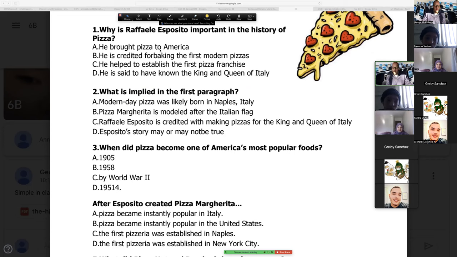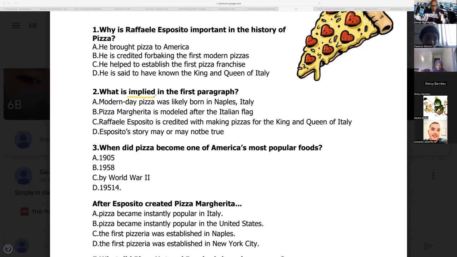So in writing, when you're reading something, very often something will be implied. Implied means not said directly. What is implied in the first paragraph? A, modern day pizza was likely born in Naples, Italy. B, pizza margherita is modeled after the Italian flag. C, Raphael Esposito is credited with making pizzas for the king and queen of Italy. D, Esposito's story may or may not be true. Which one is implied but not said directly?